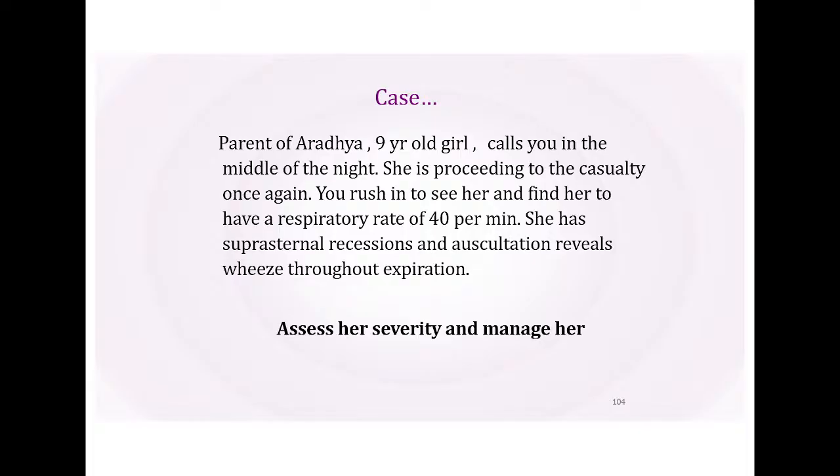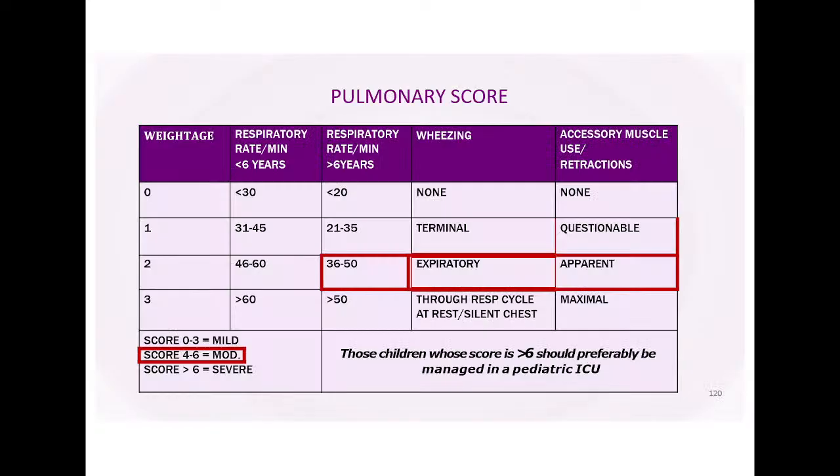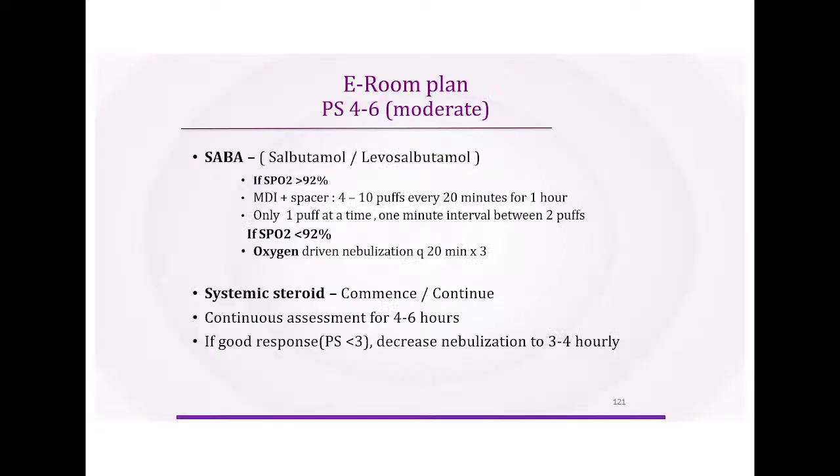Now coming to the another patient, Aradhya, 9-year-old girl, came middle of the night. She is proceeding to casualty, and what we have seen, respiratory rate of 40 per minute, suprasternal recession and wheeze throughout expiration. So whole of the expiration is full of wheeze with respiratory rate of 40 per minute, and suprasternal retractions are there. So classification again more than 6 year, this is the respiratory rate, whole of the expiration wheezing is there, and suprasternal retractions are apparent. So this score is 6, it's not more than 6, it's a 6.